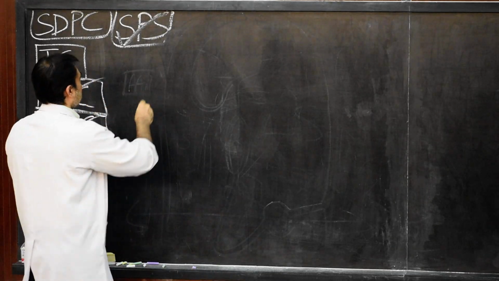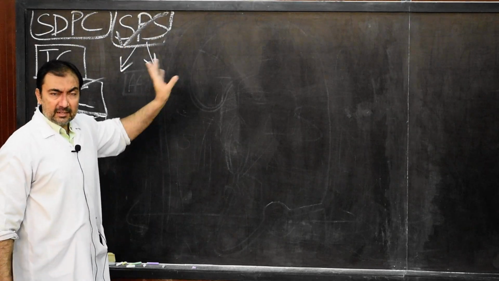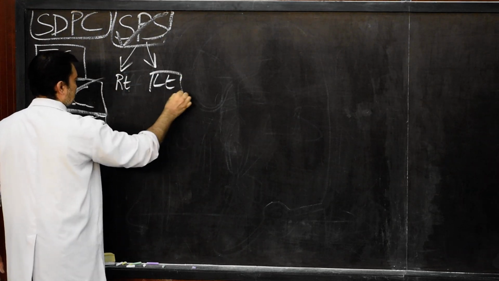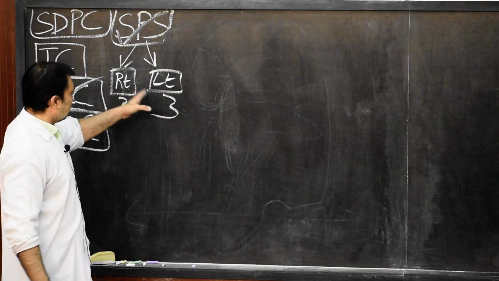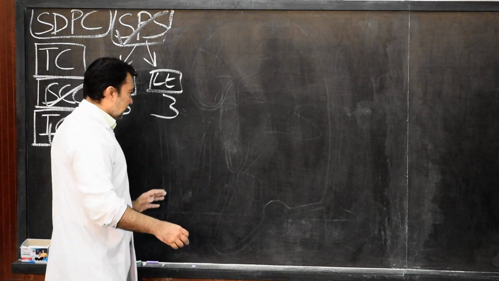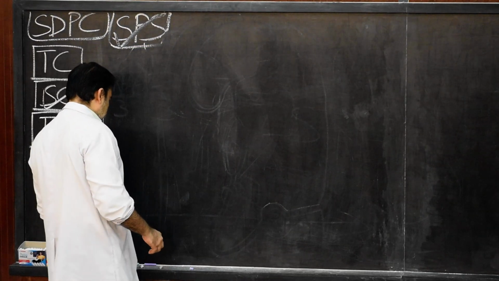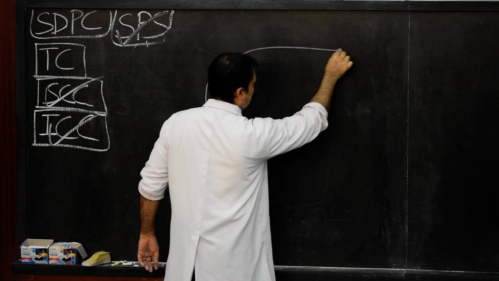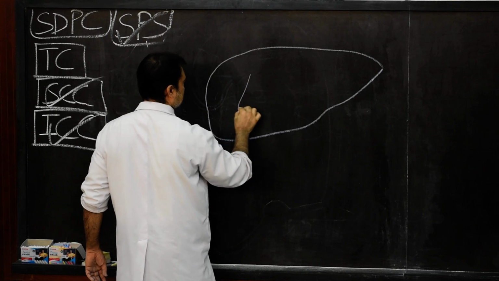Very simple. So our subphrenic spaces are divided into right and left. How many? 3 and 3. And they are known as recesses. What are they basically? In order to understand that, let us try and draw the diagram. First of all, we will show over here this structure as the liver. This is the liver.